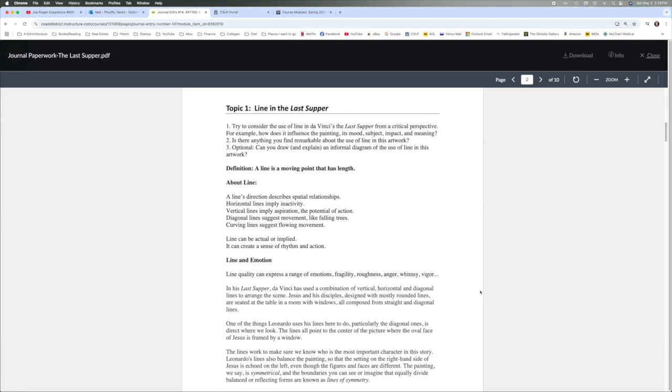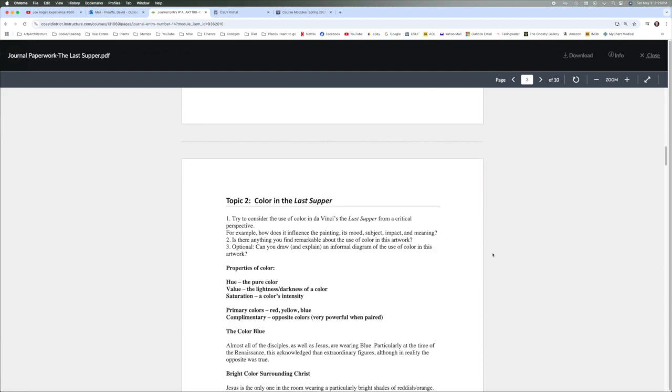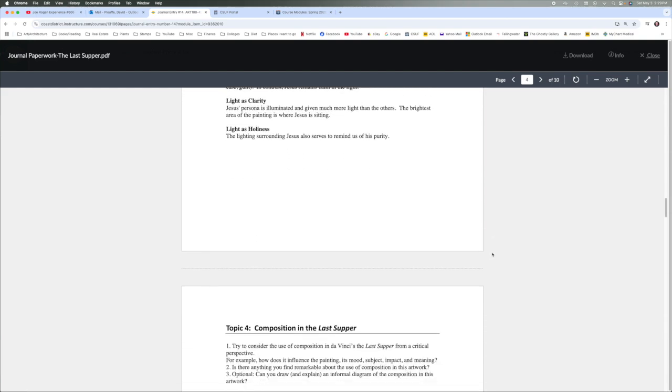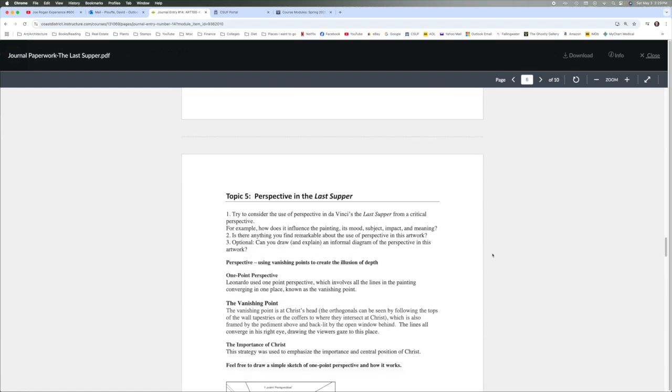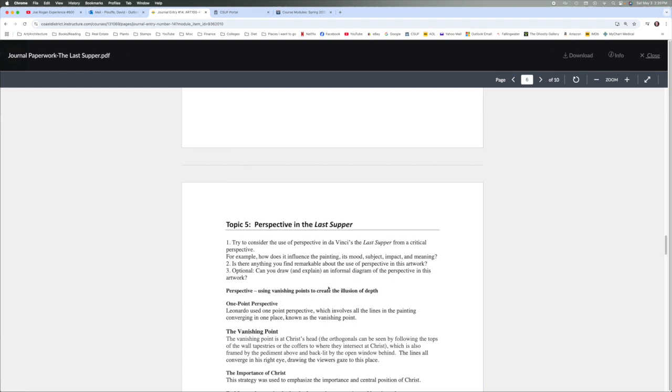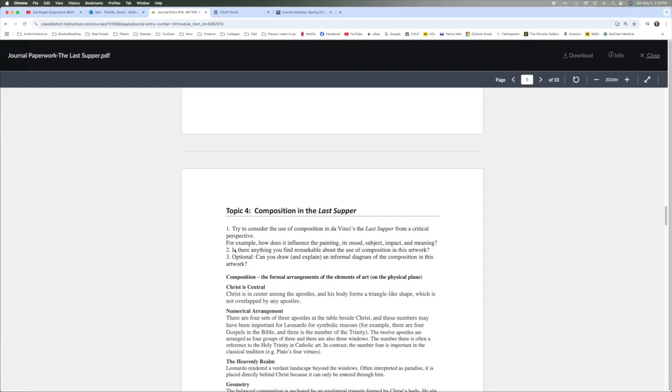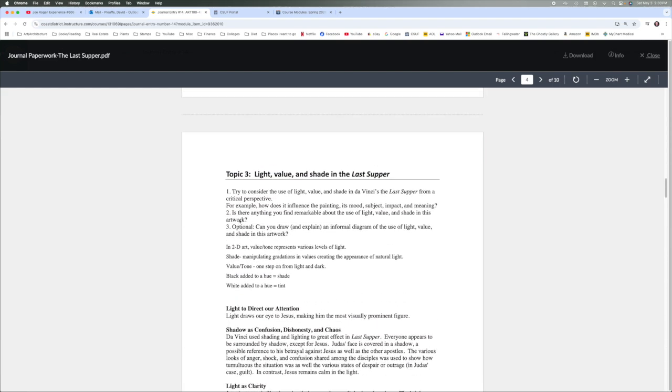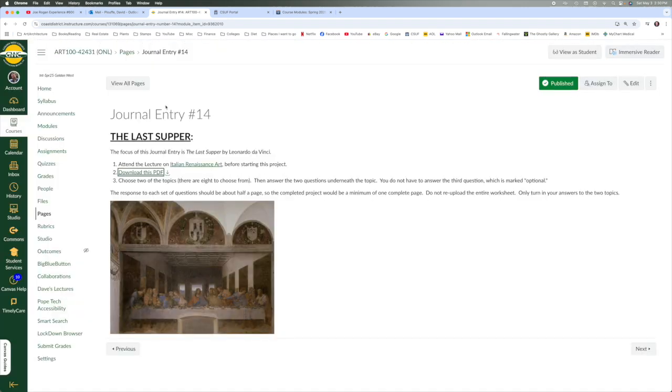You are to choose 2 topics out of the 8 to answer the questions below the topic. Some of the topics include line, color, light, composition, perspective, and so on. You'll see that there's 2 questions under each of the topics. The third one is optional. Do not answer that one. Again, 2 questions, 2 questions. So 2 topics, answer both of those questions is what you need to do for the journal for Module 15.